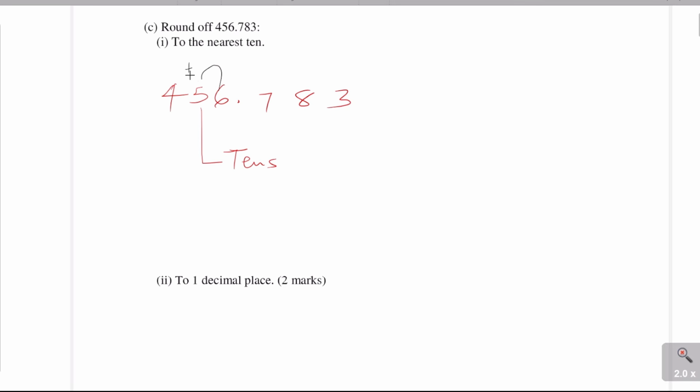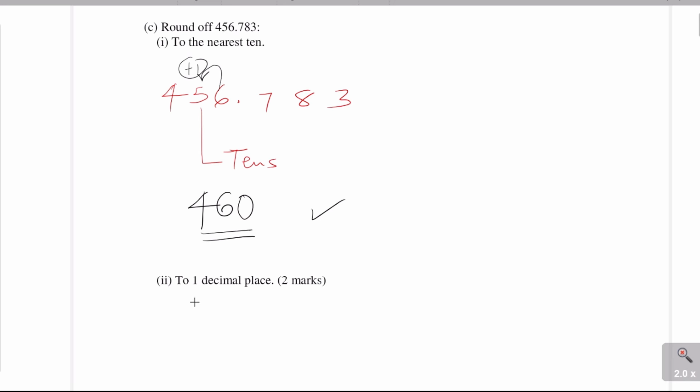We add 1 to this digit 5, and therefore we get 6. Then don't leave it at that point. All the others to the right are supposed to be zeros. Don't leave it at 46. We're interested in the tens place value. We've added 1 there, so you get 6, and the others will be 0.000, which will not make any difference. It will not be significant. So this will be 460.